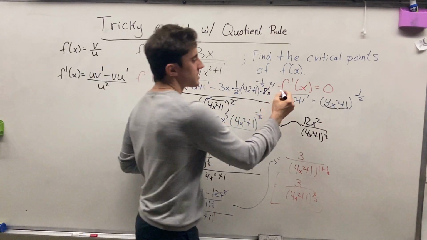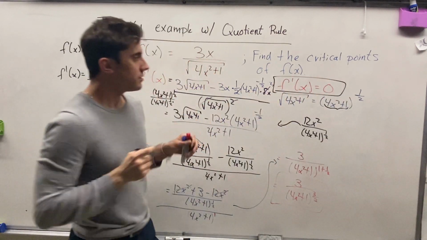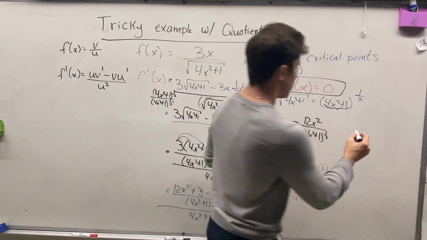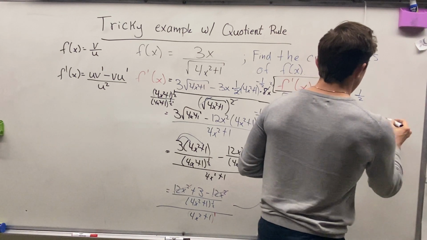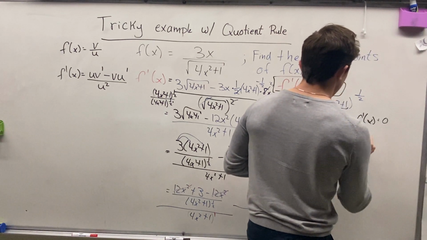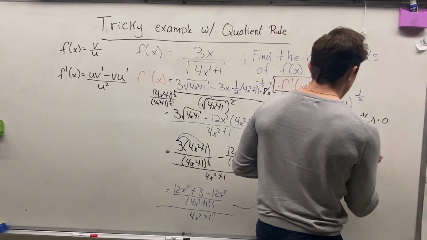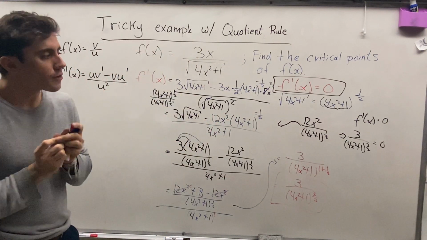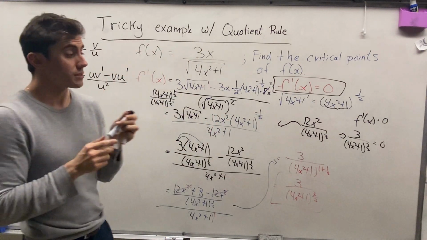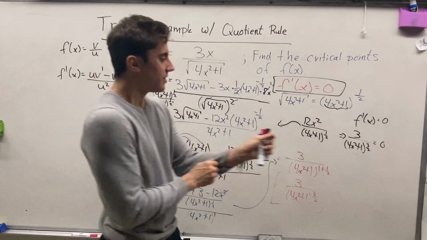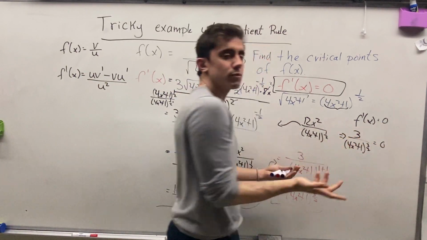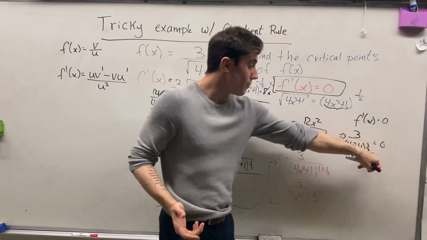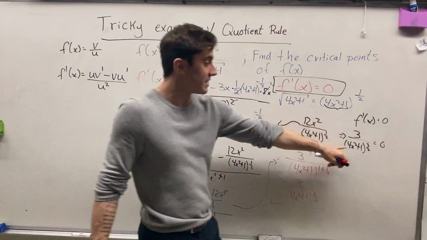Now, if we want to solve this equation to find the critical points of f of x, we're having this equal to 0. So f prime of x equals 0 means that 3 over 4x squared plus 1 to the power of 3 over 2 is equal to 0, right? Are there any solutions to this equation? Clearly, there are not, because there's just a 3 in the numerator. There's no variable at all in the numerator, and 3 can never be equal to 0, no matter what the denominator is. 3 over anything will never be equal to 0.